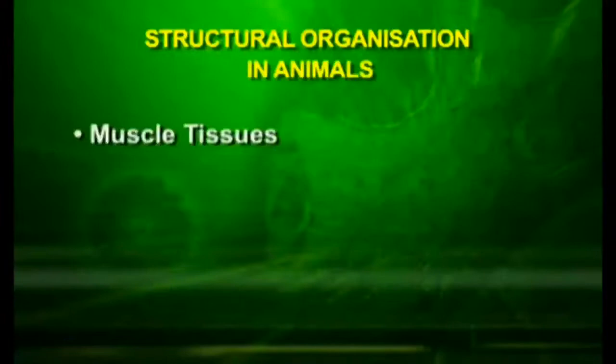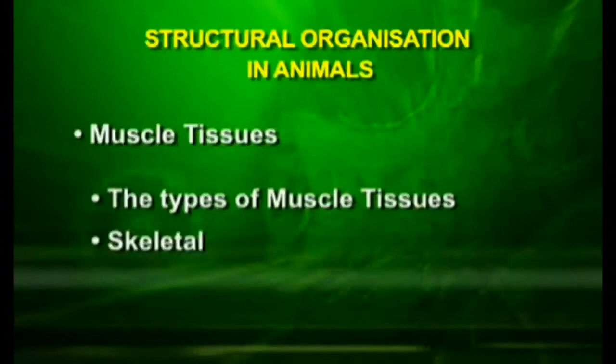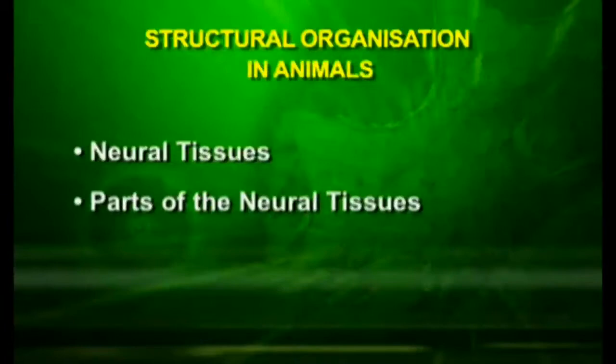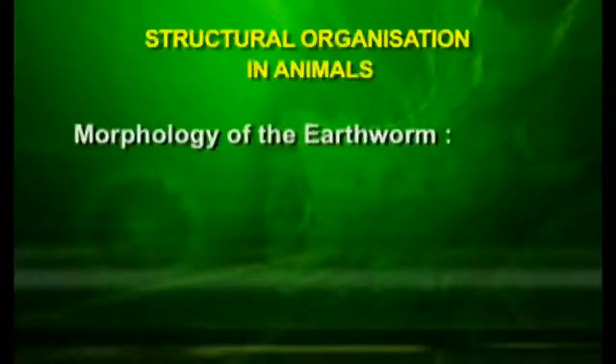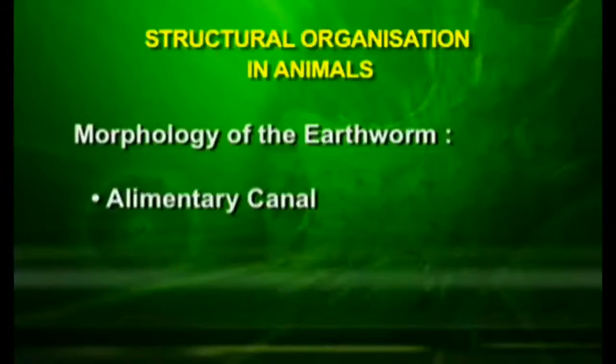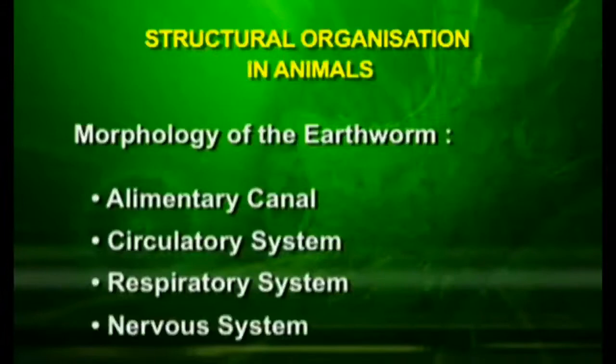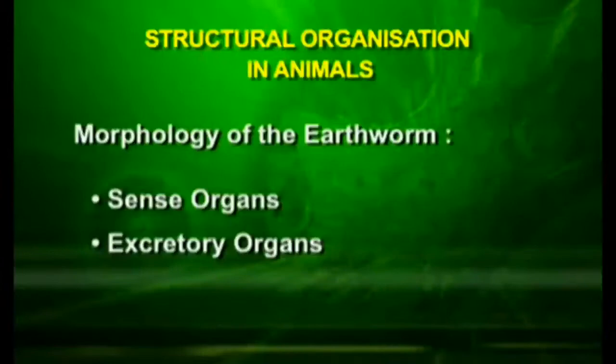Let us have a quick recap of the portion we studied in this episode. We studied the muscle tissues, the types of muscle tissues, the skeletal, the smooth and cardiac tissues, the neural tissues, which are the excitable cells, and the parts of the neural tissues. Under organ and organ system, we studied the morphology of earthworm, and under the anatomy of earthworm, we studied the alimentary canal, the circulatory system, the respiration, the nervous system, the sense organs, the excretory organs, the reproductive system, and how earthworms are useful to us.